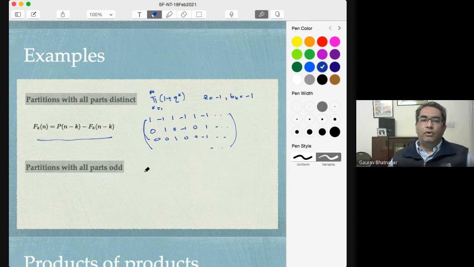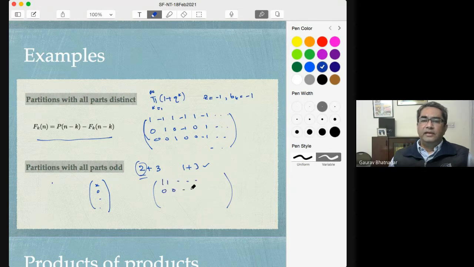What happens when all parts are odd? Here I'm only taking odd parts. For example, I can't do 2 plus 3. I can do 1 plus 3 as a partition, but 2 plus 3 is not allowed because all parts must be odd. So what happens is that all the even frequencies are 0. Alternate terms are 0. So the matrix is essentially such that the even rows are all 0.